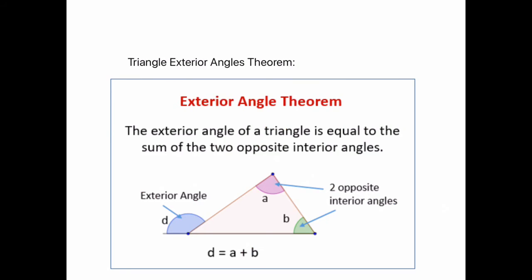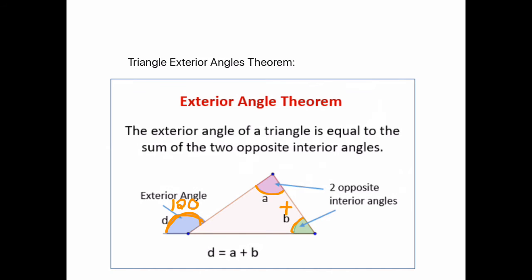We use this information to come up with the exterior angles theorem for triangles. And what it says is that whatever the exterior angle is, let's say it's 120 degrees, if you add the remote interior angles together, you will always get that same 120 degrees.